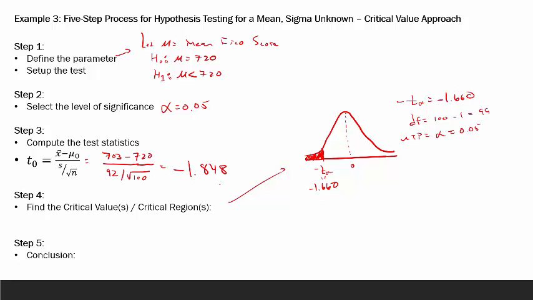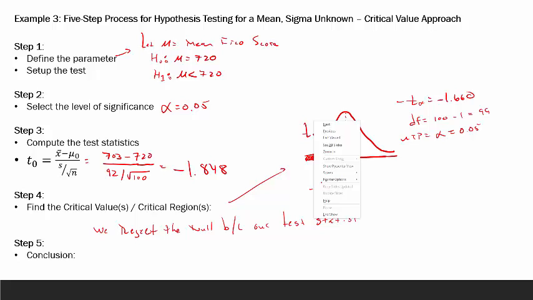Okay, so look, is our test statistic past this? Yes, it is, just barely. It's real close, but it is in the critical region. All right, so what we do is we reject the null. All right, and this is because our test statistic is in the critical region.